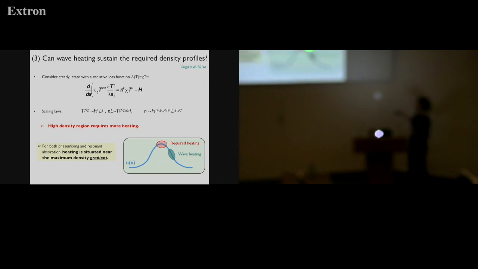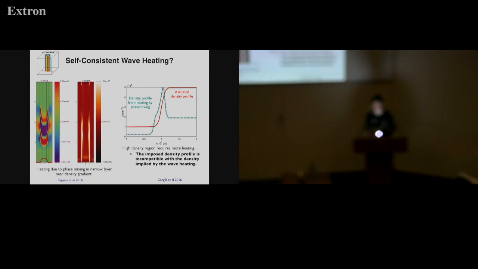Now, the wave heating mechanisms that I talked about at the very start are most effective where the gradient of the density is biggest. And that's not where the density is biggest. Okay, so the gradient of the density is steepest at the sides of the flux tube, and that's where the wave heating will be focused. But actually, we require most heating at the center of the flux tubes.